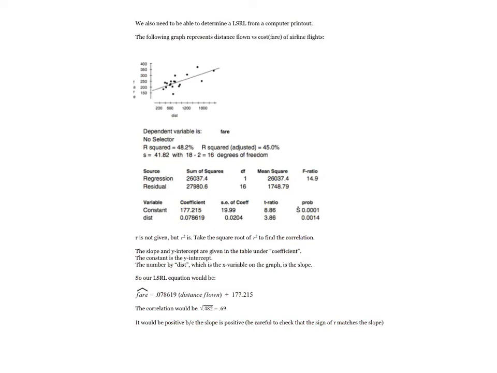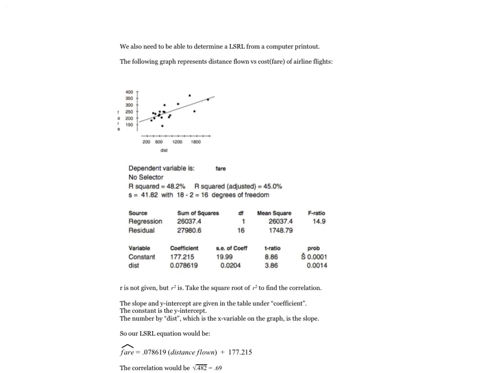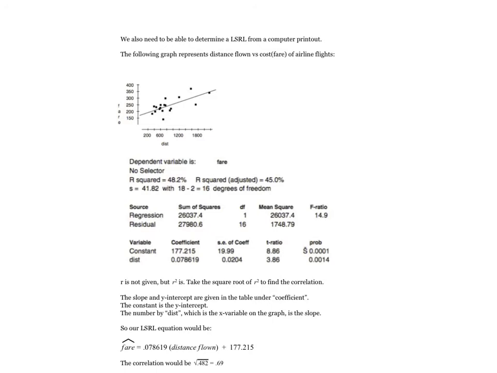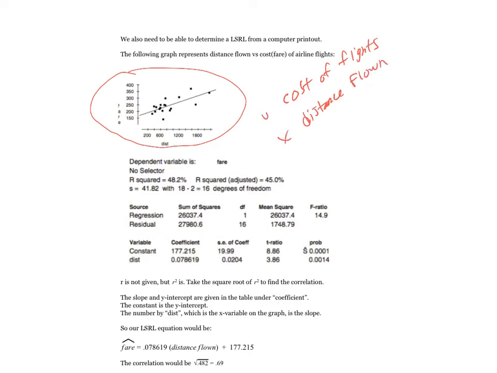Now, the next thing we need to learn how to do is how to read a printout. And this is a printout from a computer. Okay. Notice they give us a graph, so we were given the scatter plot. And this is the cost of flights is the y value, and the x value is the distance flown. So we're trying to predict the cost of a flight by how far it is. So looking at the scatter plot, you can see it looks like there's a positive relationship. They even drew in the line of best fit.